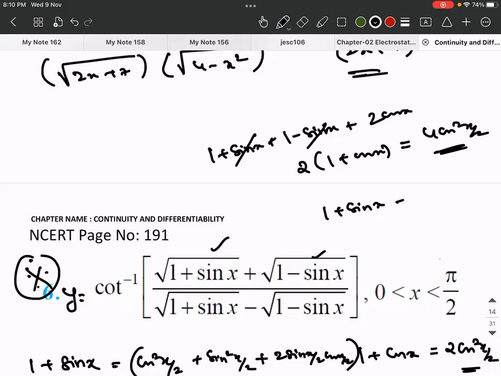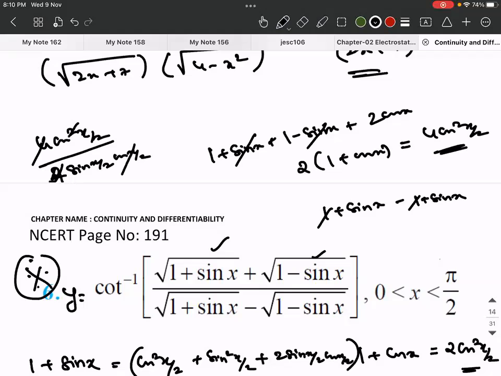2 sin x. This and this will get cancelled. You will get 2 sin x. So you want to write it as 4 cos square x by 2 divided by 2 sin x by 2 cos x by 2. So 2 sin x already was. So it will be 4 sin x by 2 cos x by 2. 4 and 4 will get cancelled. I can do it. It's up to you.